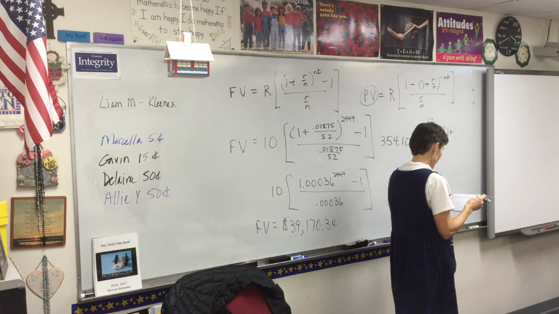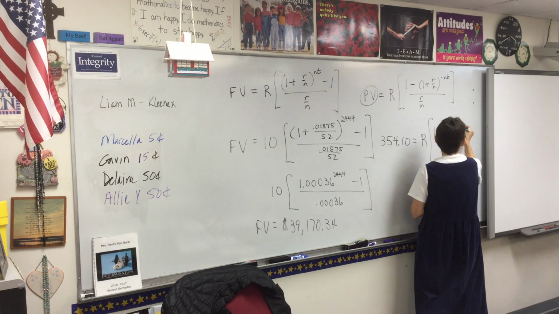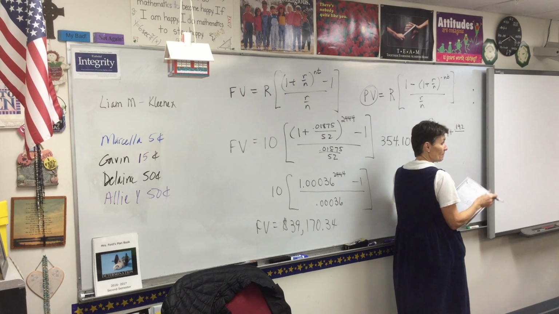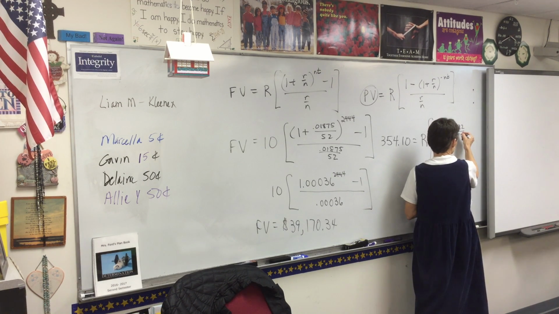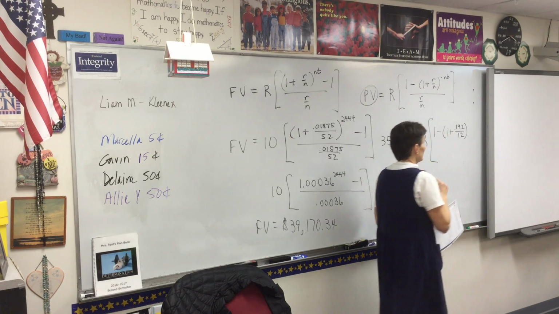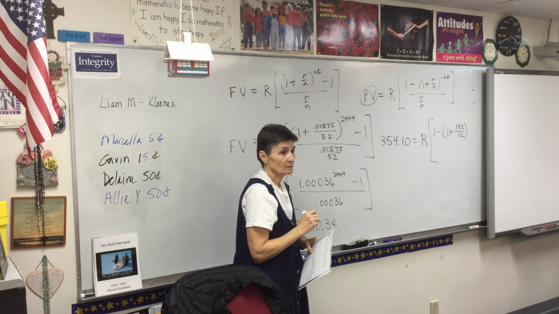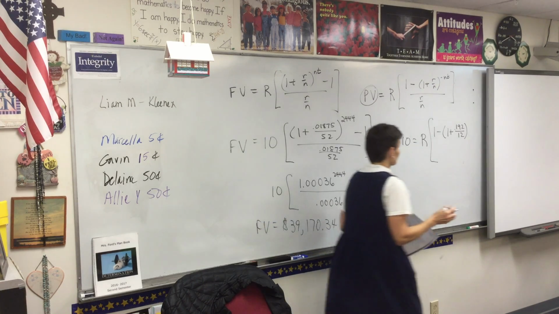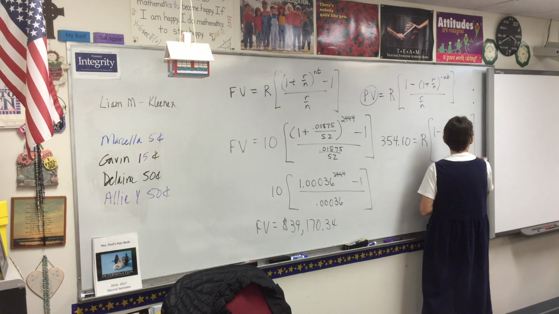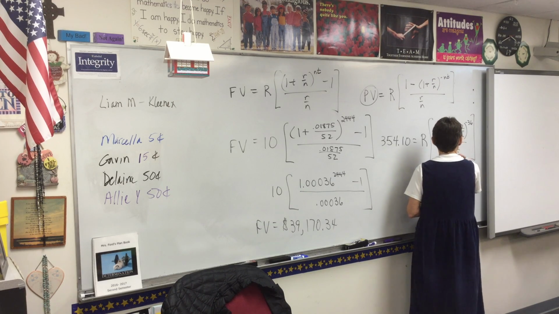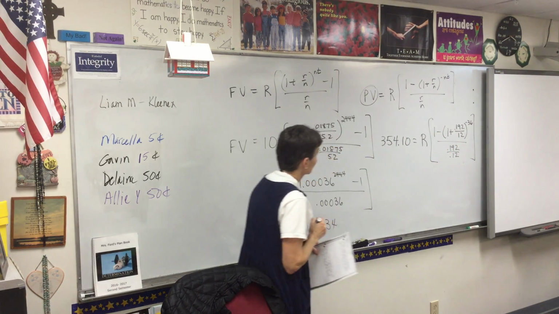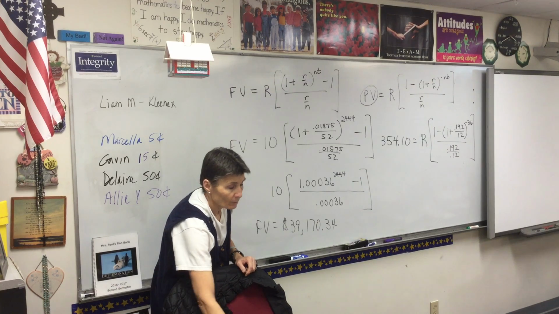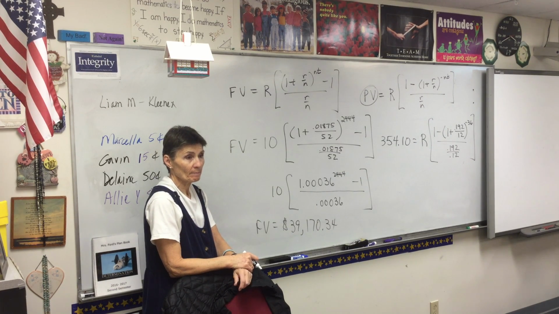My interest rate is 0.192 divided by monthly payment, so divided by 12. What power? Negative 36. 12 times 3. You okay with that setup? Everybody good to that point?